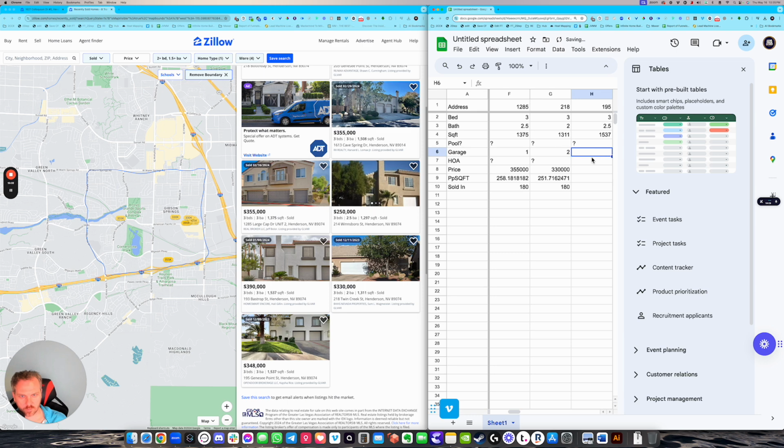Don't know about the pool. 1-car garage, you can tell by the picture. Don't know what the actual HOA is, but we got 348. I'm going to round all of these down now.